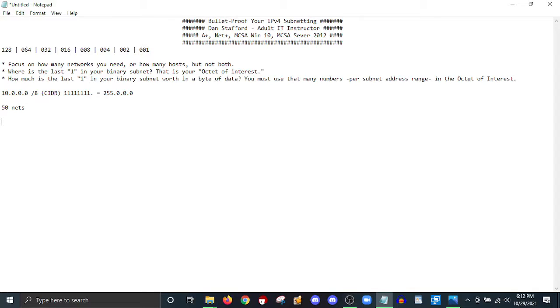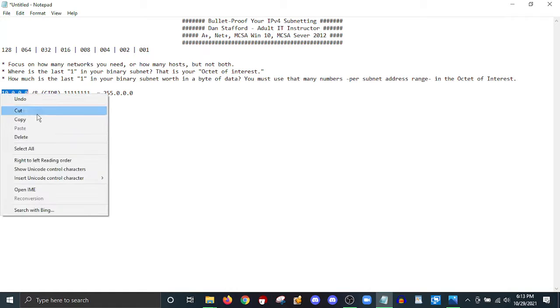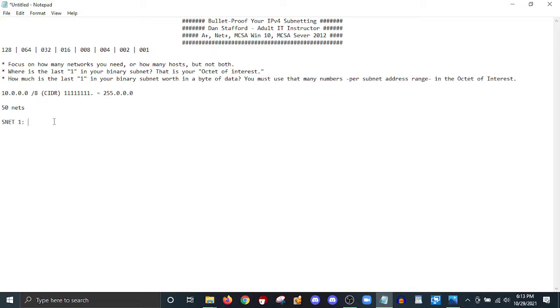And my subnet number 1, it's always going to start with the address that I was given, right? In a situation like this. So in order to keep everything easily readable and nice and even so you can see patterns in the numbers, I'm going to put in the zeros that are omitted in the decimal representation of these subnet address ranges.